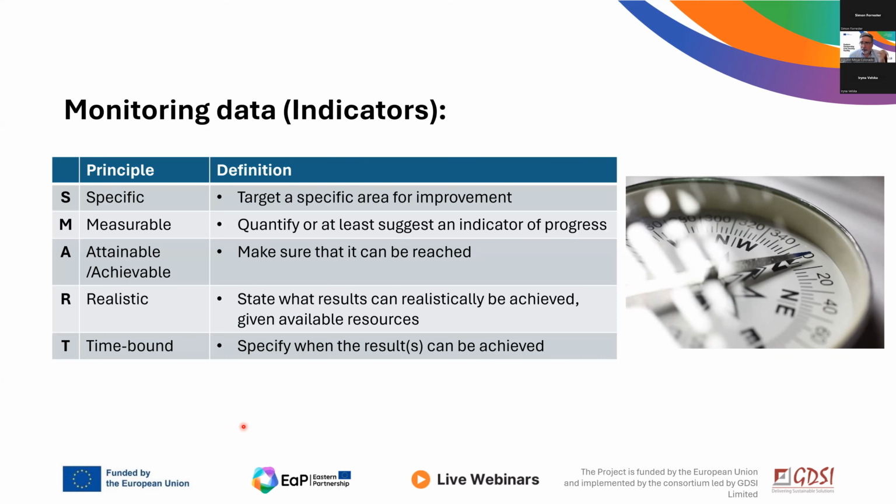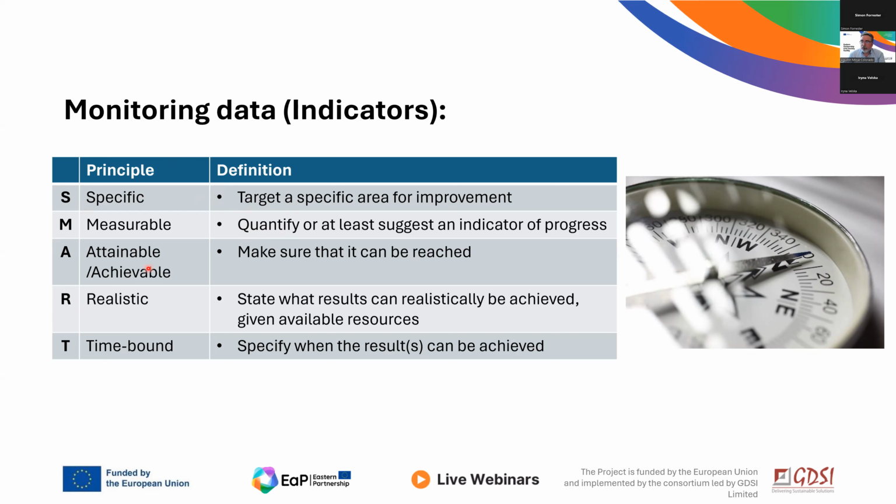So most of you may have already seen these, let's say, principles of how indicators should be constructed. And the principles are SMART. This is the acronym, and it stands for specific. The indicators need to be targeting a specific area for improvement. They have to be measurable, so we need to be able to quantify or at least suggest how there's a change or a movement in the indicator.